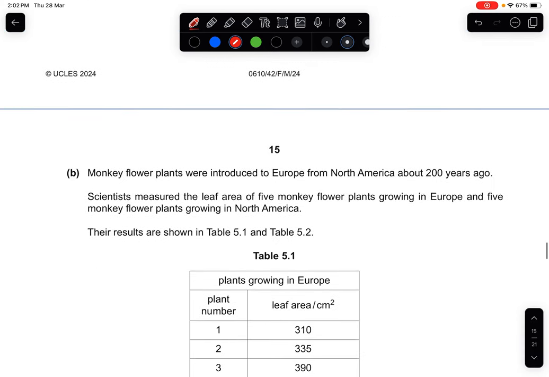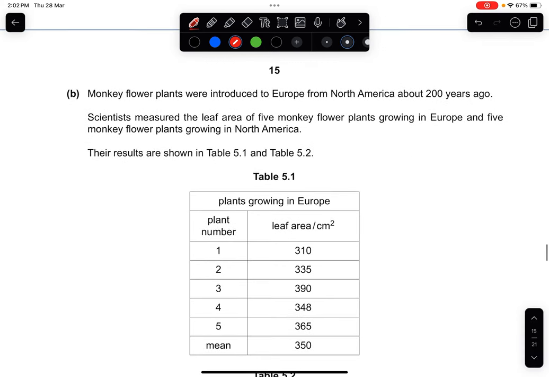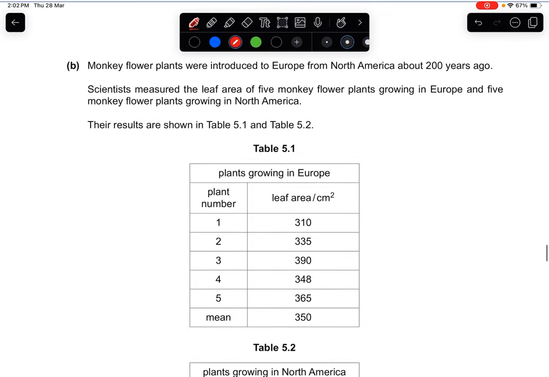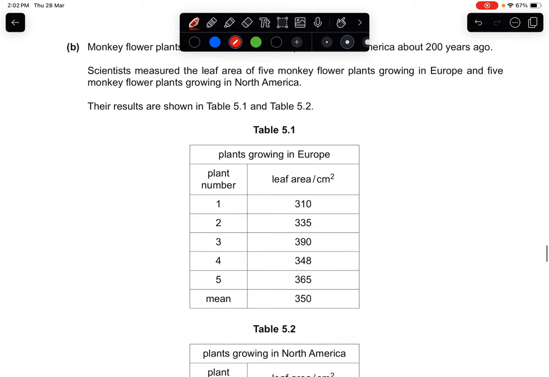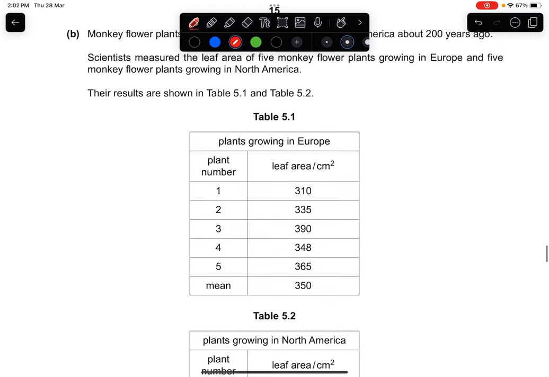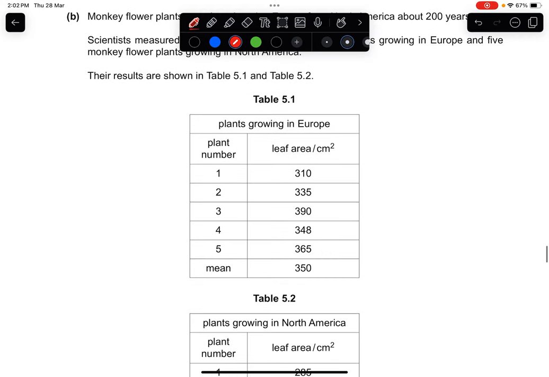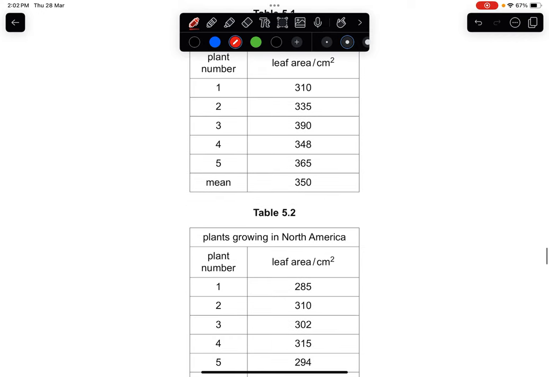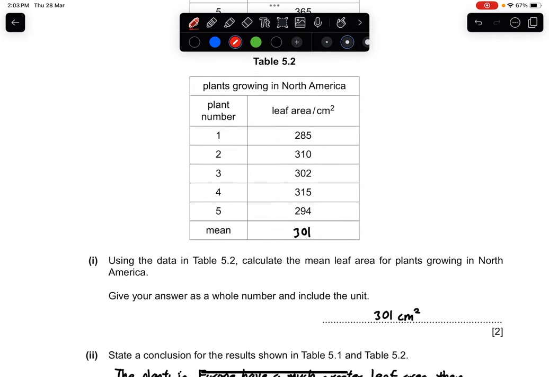Okay. B. Monkey flower plants were introduced to Europe from North America about 200 years ago. Scientists measured the leaf area of 5 monkey plants growing in Europe and 5 monkey plants growing in North America. So their results are shown in table 5.1, table 5.2. So you can see the difference. And then part 1 says, using the data in table 5.2, calculate the mean leaf area for the plants growing in North America. So give your answer as a whole number and include the unit.